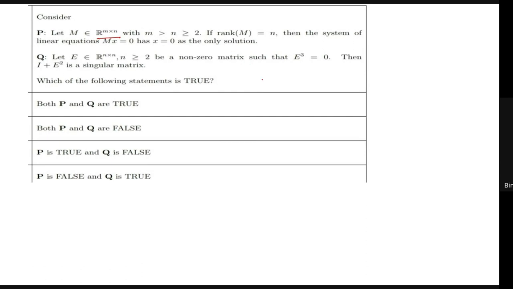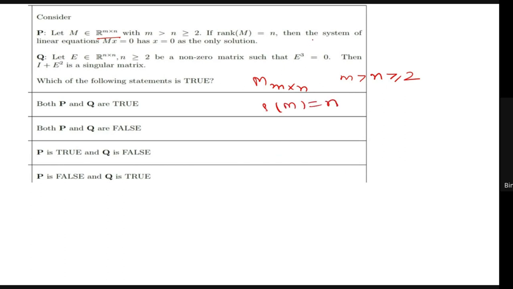So what we have given: M is an M cross N matrix, where M is greater than N and N is greater than or equal to 2. And it is also given that rank of M equals N.